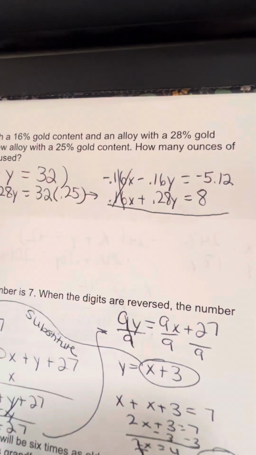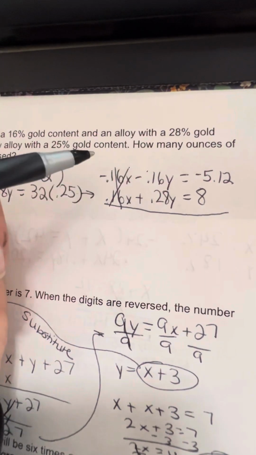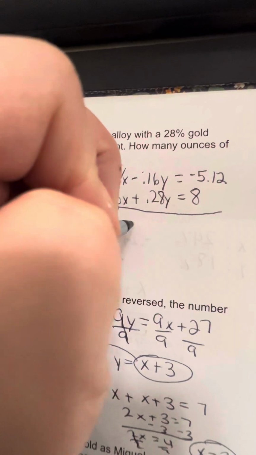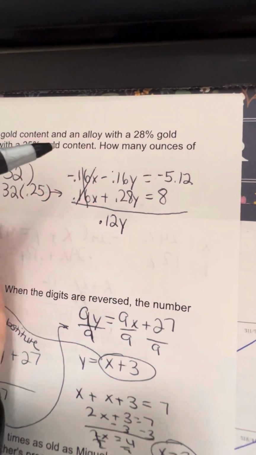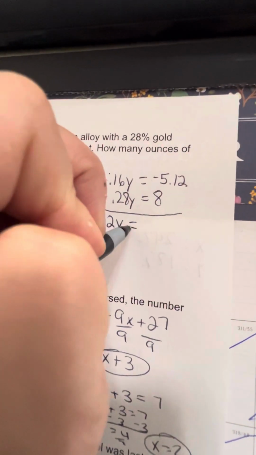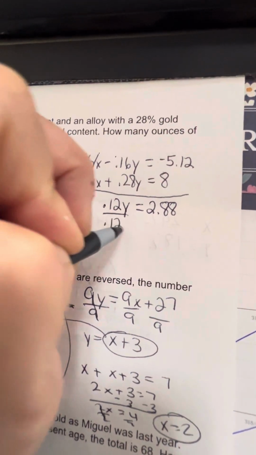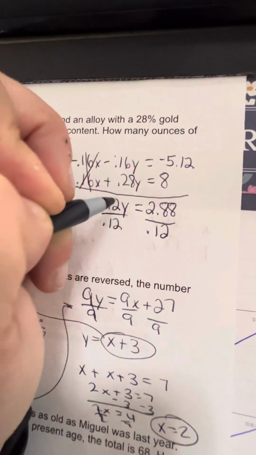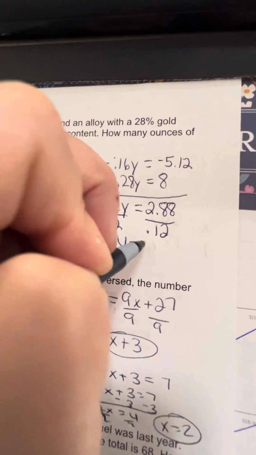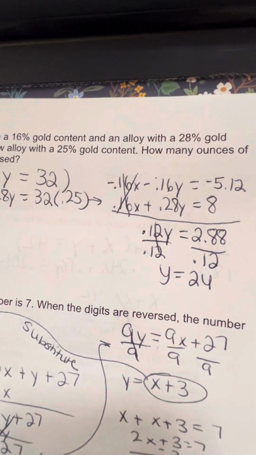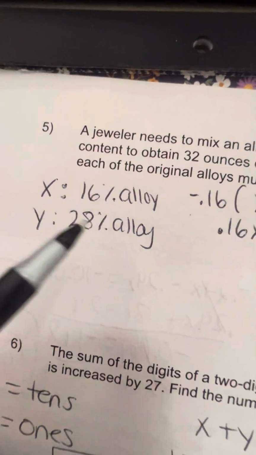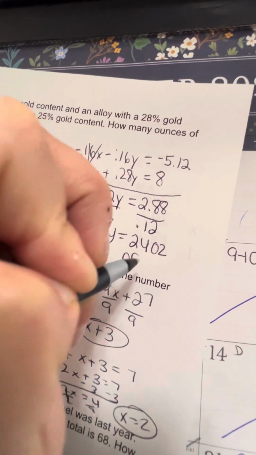Adding together, these two will cancel. When we add these two together, we have a negative 0.16 and a 0.28y, which adds up to a positive 0.12y. Here we have the negative 5.12, but we're adding it to 8, so that ends up positive, which is 2.88. Last step, divide both sides by 0.12, and we get y equaling 24. So that means we have 24 ounces of the Y, which is the 28% alloy.